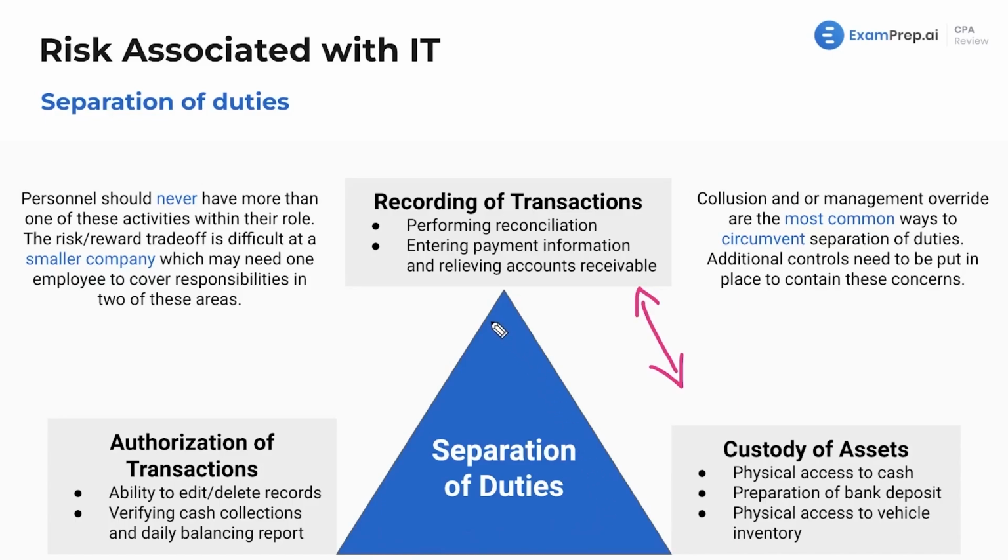And the second is management override. If management says, hey, we're going to fire you if you don't fraudulently record these transactions, yeah, that could get a little messy. So these two are really the best ways to get around this separation of duties. Additional controls need to be put into place to contain these two concerns. So personnel should never have more than one of these activities within their role.